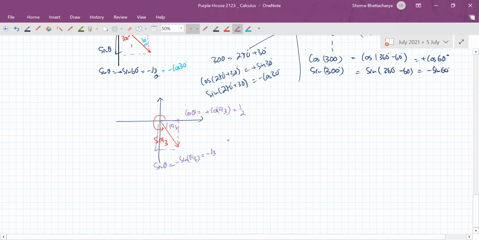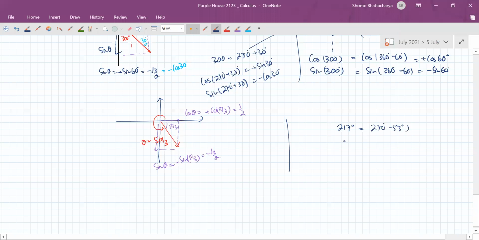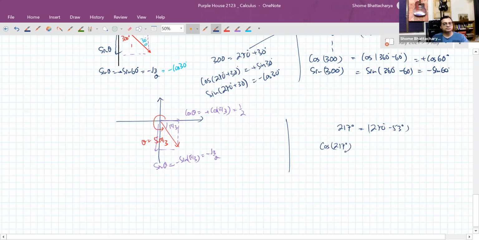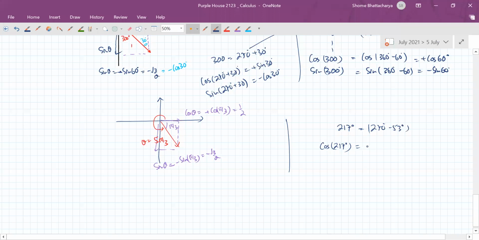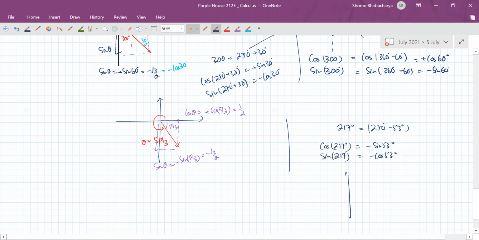Sir, in that example where you have taken 217 degrees, if we write it with reference to 270 degrees, then it will be 53 degrees, right? Yes, yes. So if I write it that way, it will be 270 minus 53 degrees, right? So then we have to use that three right angle triangles concept, right? The formula will become like this: cos of 217 will become minus sine 53, and sine of 217 will become minus cos 53, because the triangle will be looking like this. Right?